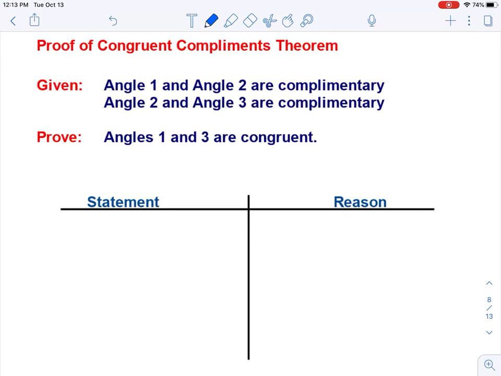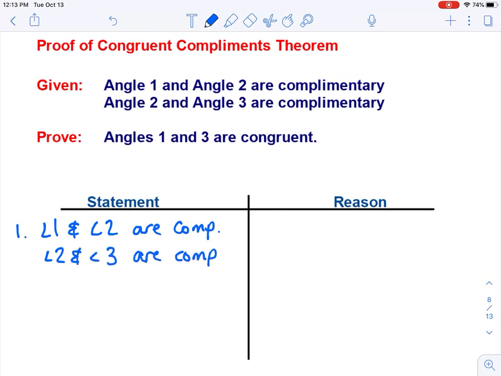So we have a quick proof here. We are going to just go ahead and start by writing out our given. I'm going to shorten it to angle 1 and angle 2 are complementary, or comp. And angle 2 and angle 3 are complementary. You should never miss these, because they are your given statement here.